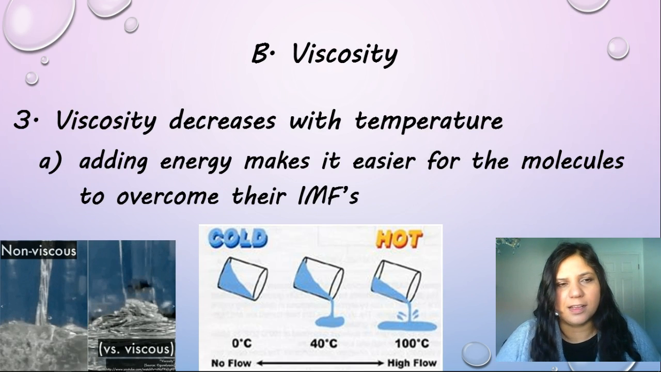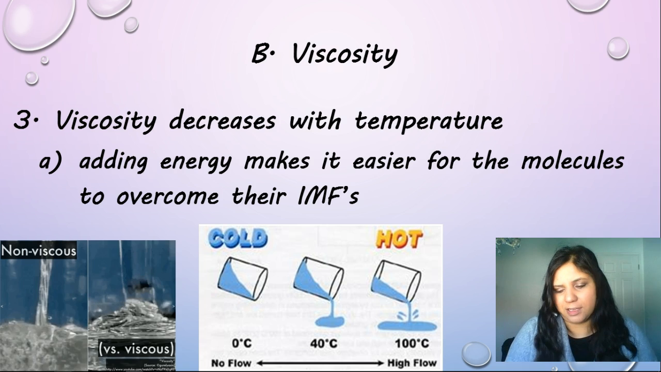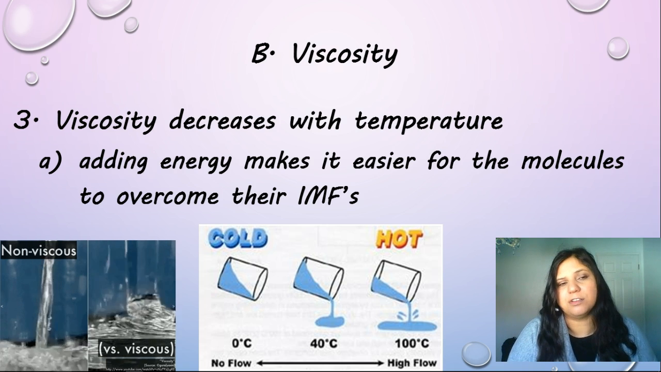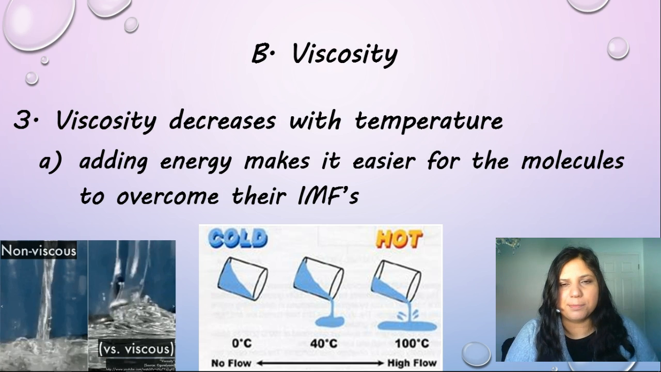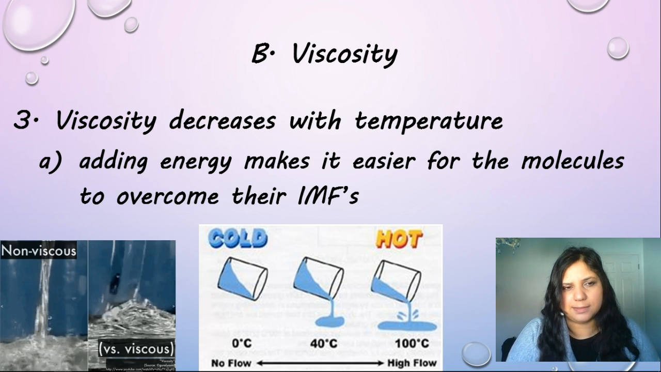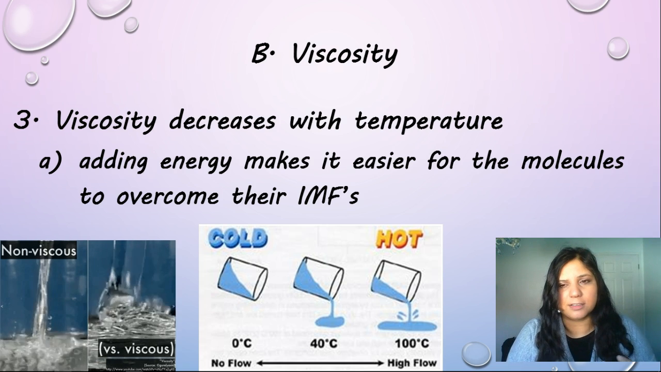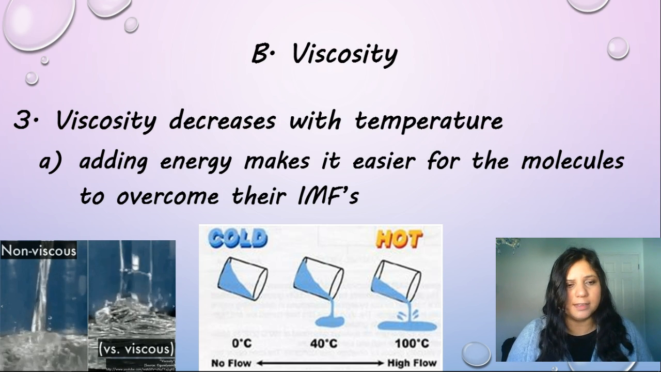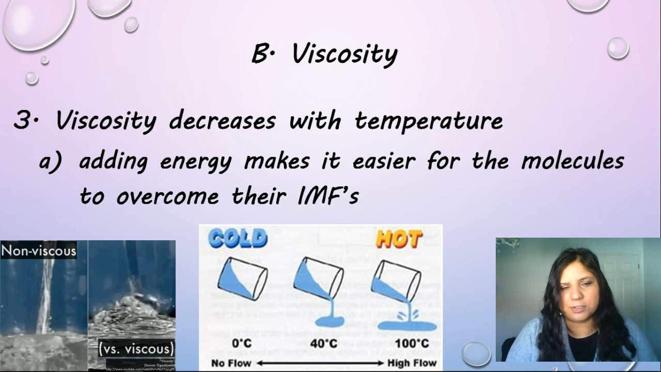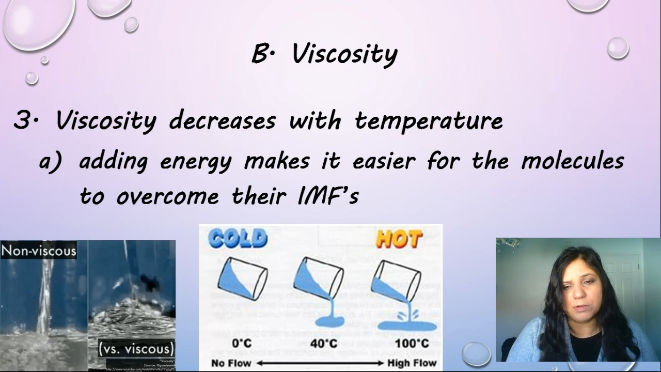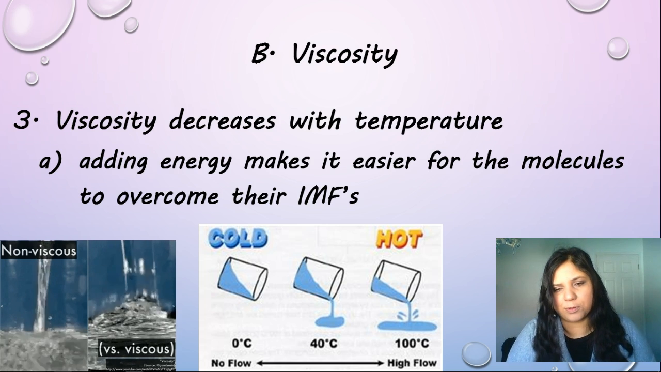All right. In terms of temperature, you've probably experienced this when making pancakes. If you've ever warmed up maple syrup, it comes out nice and thin and runny instead of thick and gooey. And so as you increase temperature, the viscosity decreases. What's going on is that you're adding energy and making it easier for those molecules to pull apart from their intermolecular forces because they have the energy to do that. Okay, so you see that picture there at 0 degrees, whatever substance this is, it doesn't really move, but at 100 degrees, it pours out very nicely.